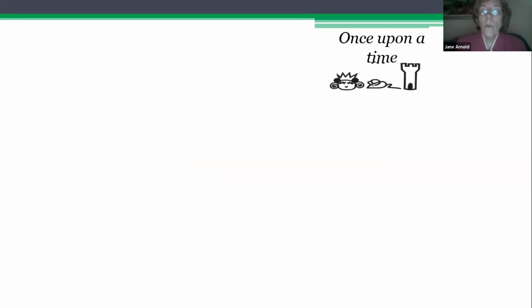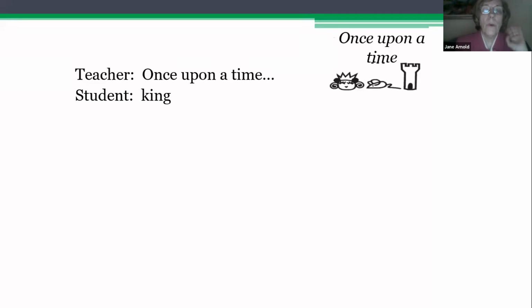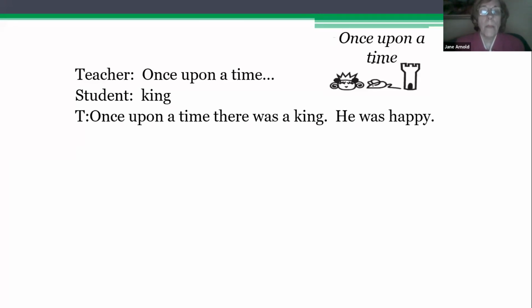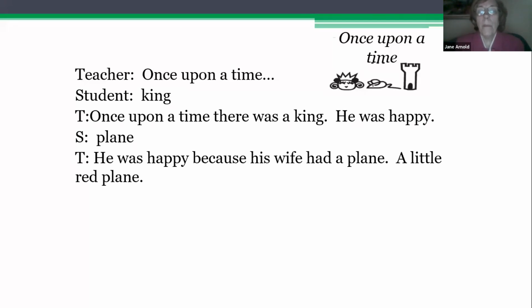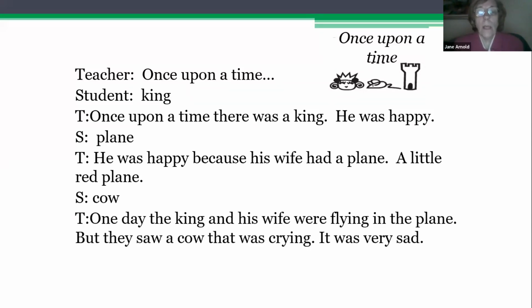One other activity working with images, both for the teacher and the students, is an activity which is called Once Upon a Time. And here the idea, the teacher starts out once upon a time, and one student thinks of something, imagines something and says a word, king. So then the teacher has to bring this into his mind and think of something, get a mental image related. Once upon a time, there was a king. He was happy. Plane. He was happy because his wife had a plane, a little red plane. So students then think of something else, cow. The teacher again has to think, cow. But one day the king and his wife were flying in the plane, but they saw a cow that was crying. It was very sad. And then this goes on.